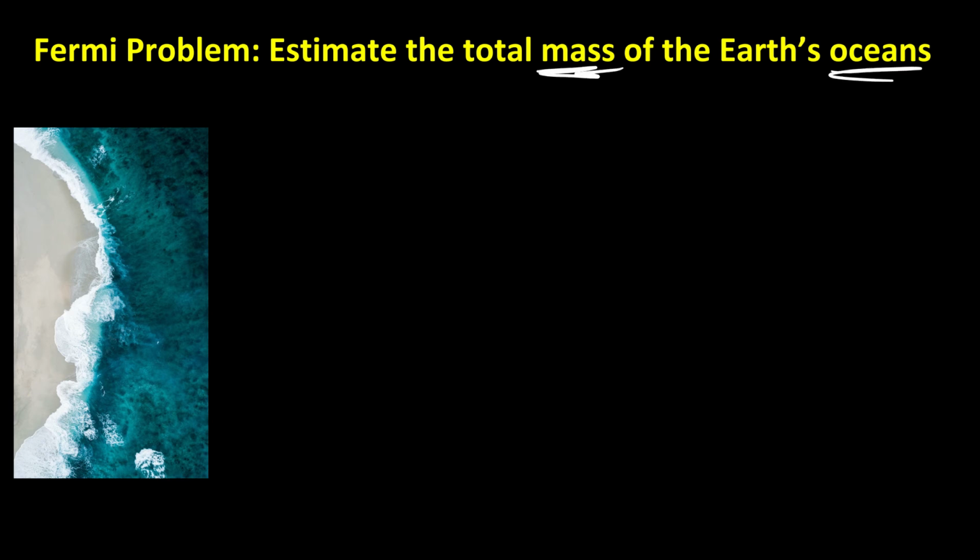Okay, so the first thing I'm going to do is think about how to approach this problem. Well, what do I know about the oceans? Well, I know the oceans are made of water, and a number I do know is the density of water. So the density of water is approximately 10 to the third kilograms per cubic meter. Okay, that happens to be a number I know. As you do more of these problems, there will be numbers like that you start to just know.